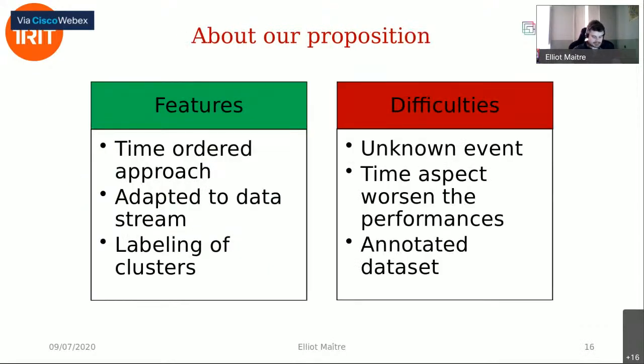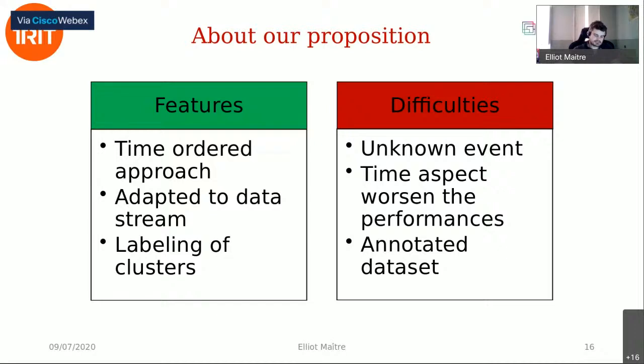So our proposition has a couple of features. We have a time-ordered approach, and it is adapted to data streams. It's really important for us because we don't want to work in a closed domain, because we are working in real time, because variation on the stock market can be really fast. So we have to have a reactive solution. We also want to be able to label our clusters in order to allow the buyers to make their own analysis. To do that, we can use representative documents of each cluster in order to give insights about what the events are talking about.